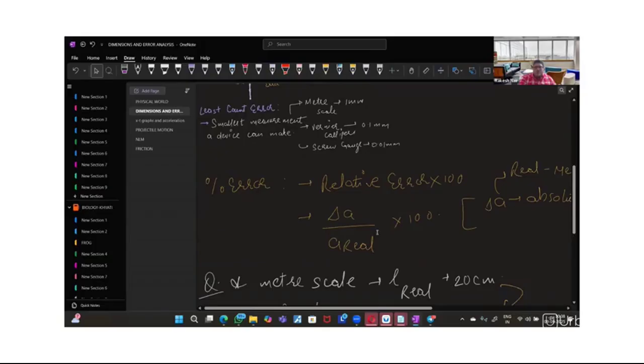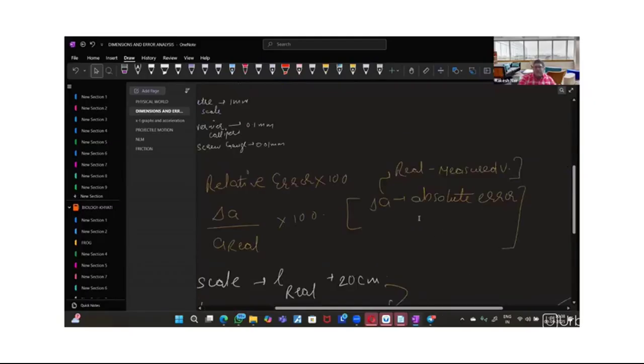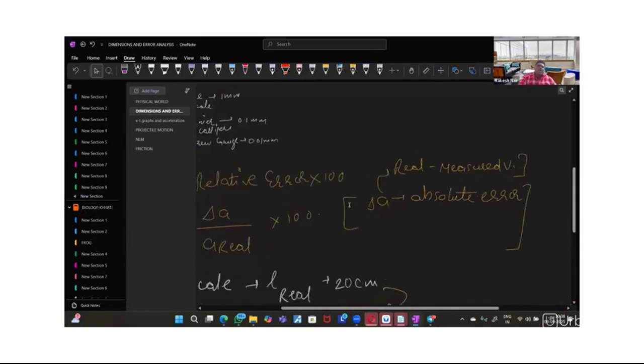Percent error. These are certain relevant formulas which you must know when solving error analysis questions, because these are all the formulas which will come into play. Relative error times 100, which is delta A upon A real times 100, where delta A is the difference from the real value and is also known as the absolute error.